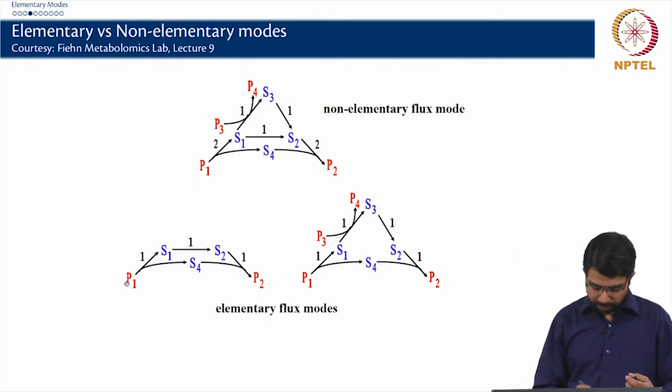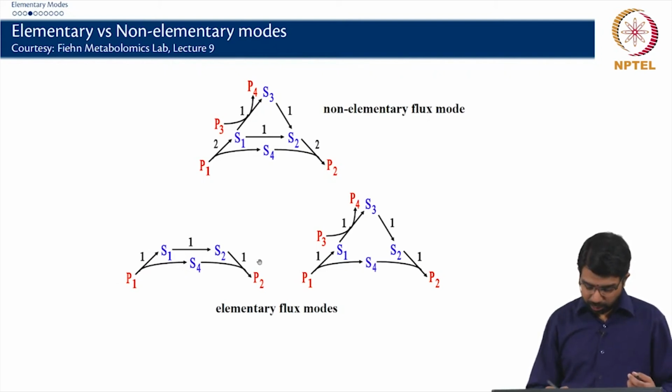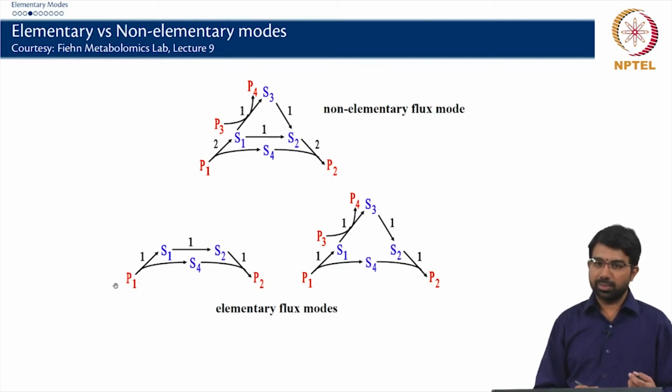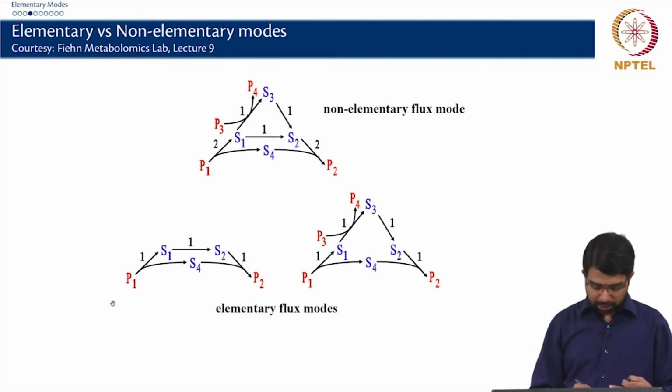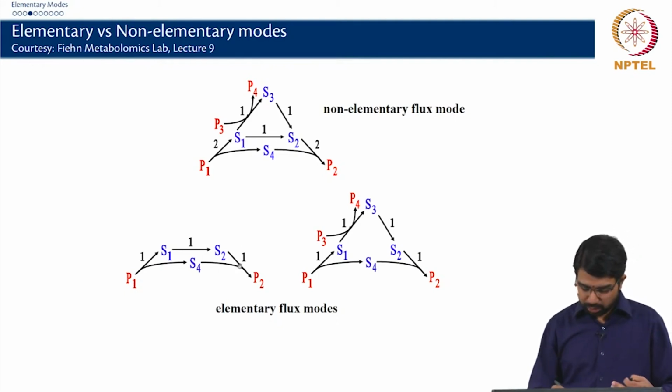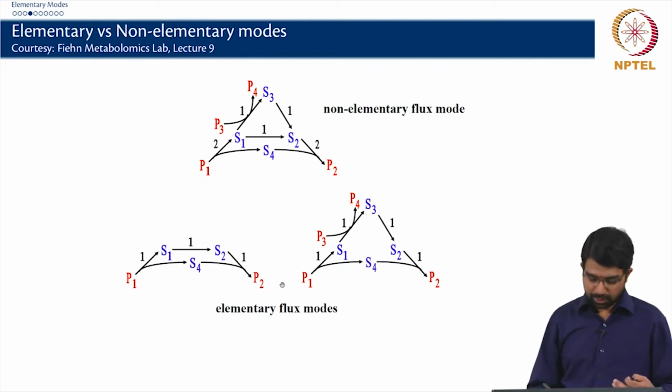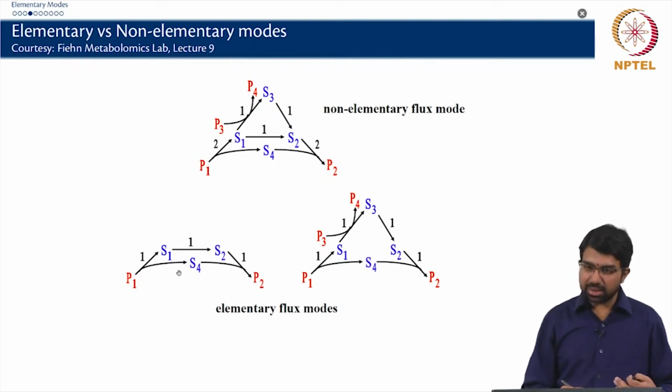So you have P1, S4, P2, but this is not an elementary mode because P1 produces S1 and S4, right? So there is a reaction where S1 and S4 produce P2, which comes from S1. So this together becomes the elementary mode, right? This reaction produces something, and these two metabolites are used up in this reaction to finally form this product. So you have three reactions in this elementary mode. You have P1 giving S1 plus S4, S1 giving S2, and S2 plus S4 giving P2.